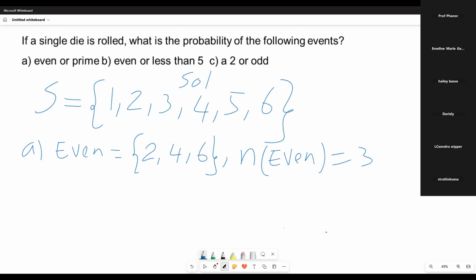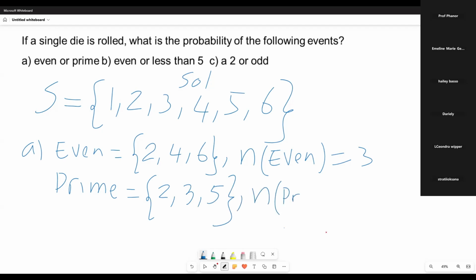And then the second event is prime. Looking for prime numbers, will be 2, 3, 5. So n of prime also has 3 outcomes.